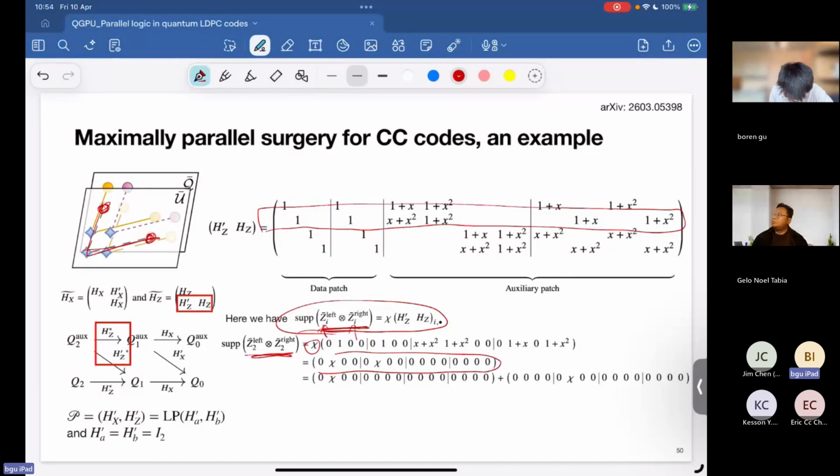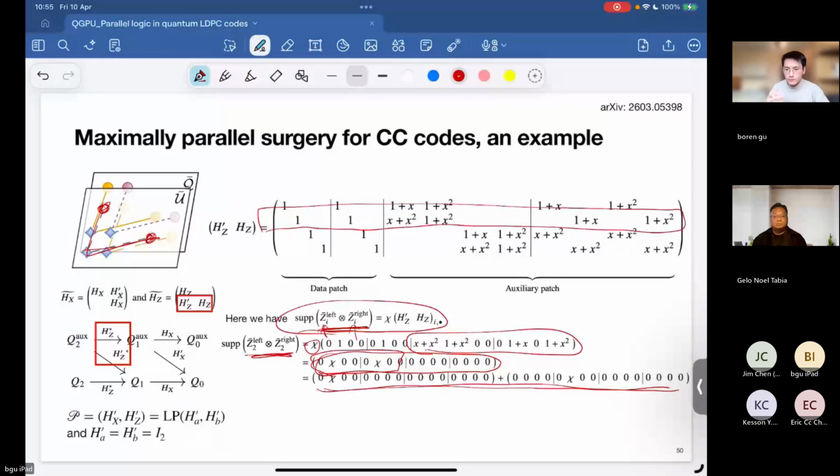After you multiply by chi, you see the first half becomes chi, like 2 chi's in different positions, and the remaining part, as they are all binomials, is cancelled by the chi multiplication. So at the end of the day, we happily achieve the support of 2 logical operators, 2 single chi logical operators, and they are measured out within this single round. The other ones can be achieved by different choices of rows.